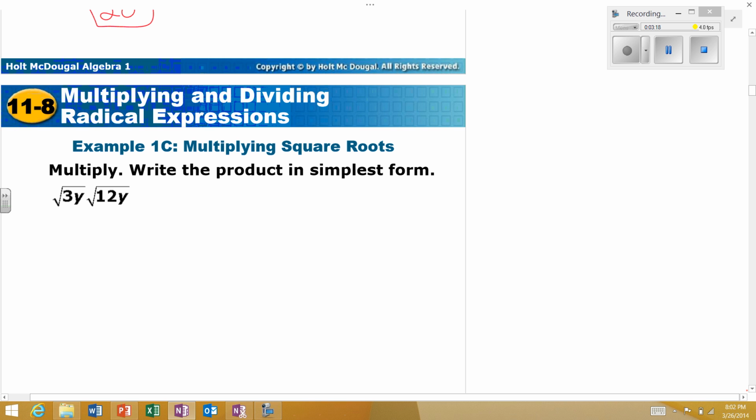Okay, so I'm going to multiply this out first. So the 3 times the 12 becomes 36. Sorry, there's my radical sign. I know it looks a little strange. 36, and then my y times the y is y squared. So then that simplifies to 6y, because the square root of 36 is 6, the square root of y squared is y.